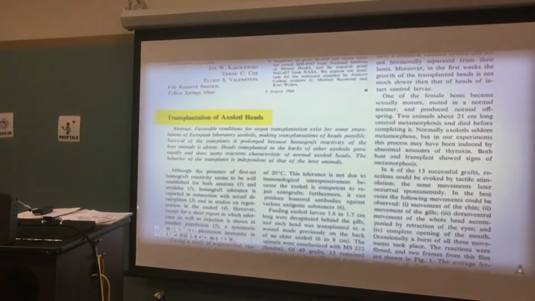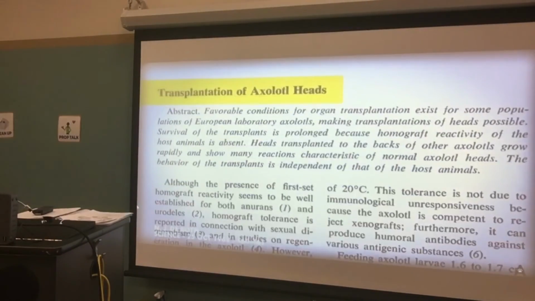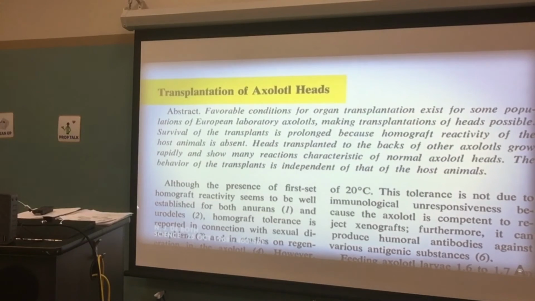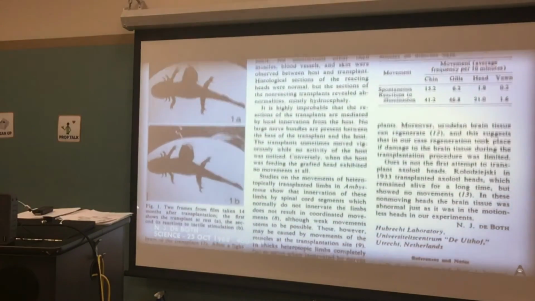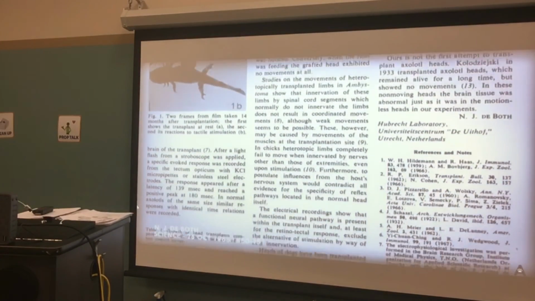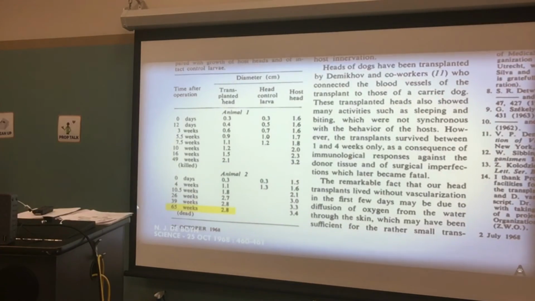This has led to some fairly morally compromising work. In a study published in Science magazine in 1968, scientists were able to successfully transplant an axolotl head into the back of another axolotl. One subject lived for 65 weeks after the operation, with its second head growing right along with the first head.